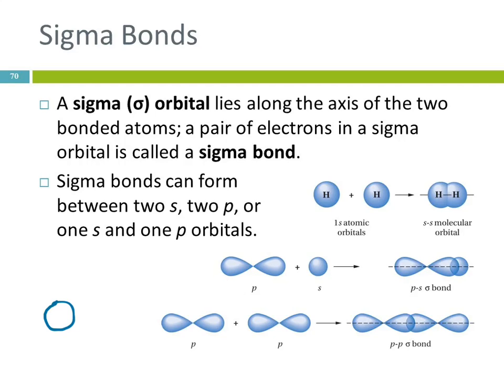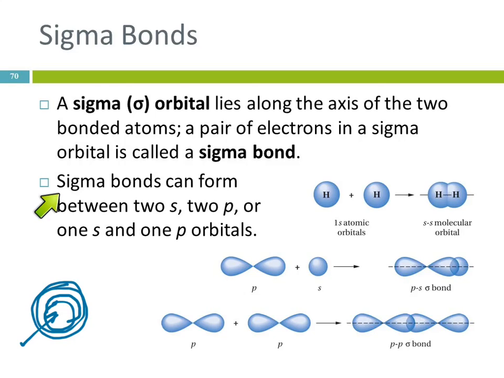So if this was one hydrogen atom and we're looking down, you can see why I didn't go into art. If we're looking down the axis between the two atoms, the bond is symmetrical. It's the same, it's round. That's a sigma orbital. And these are a sigma bond.